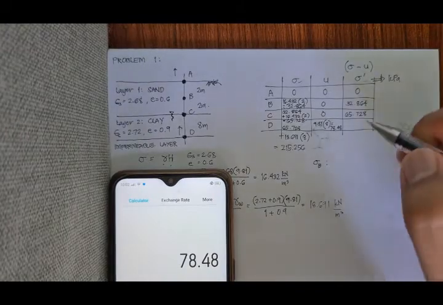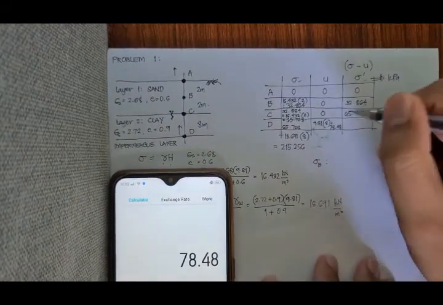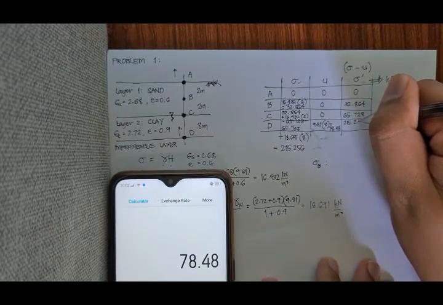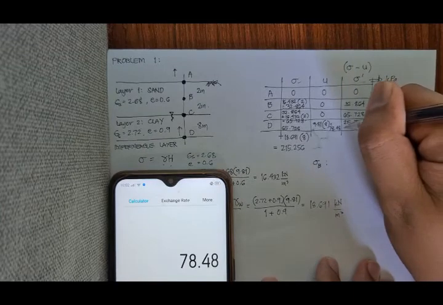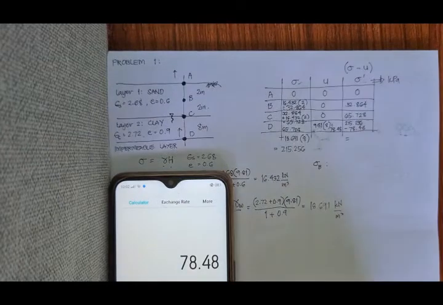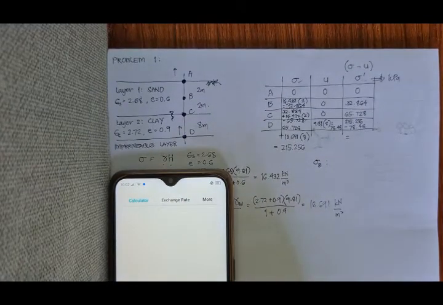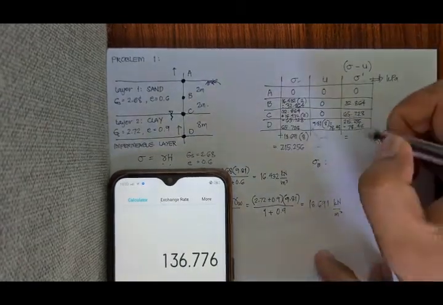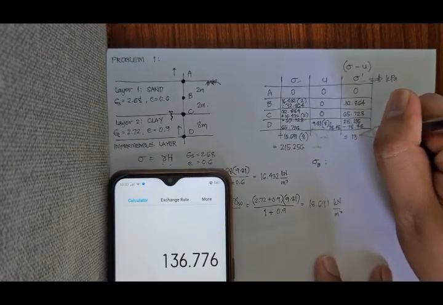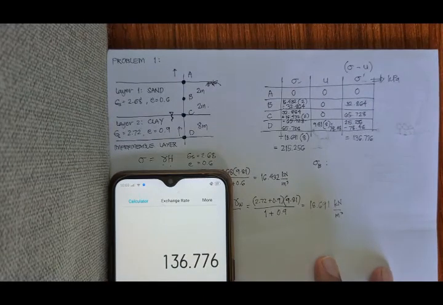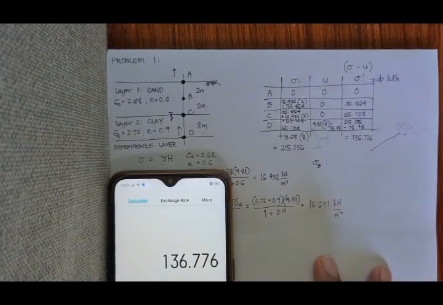So, ibig sabihin, yung effective stress ngayon is the difference between total and neutral, which is equal to 215.256 minus 78.48 or equal to ilan? So, meron tayong 215.256 minus 78.48. So, the effective stress is equal to 136.776 kilopascal. So, for problem 1, ito na ngayon yung final answer.